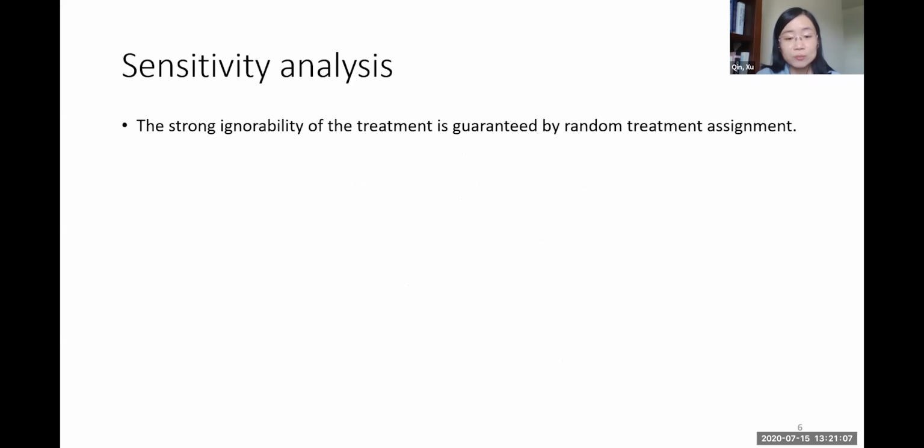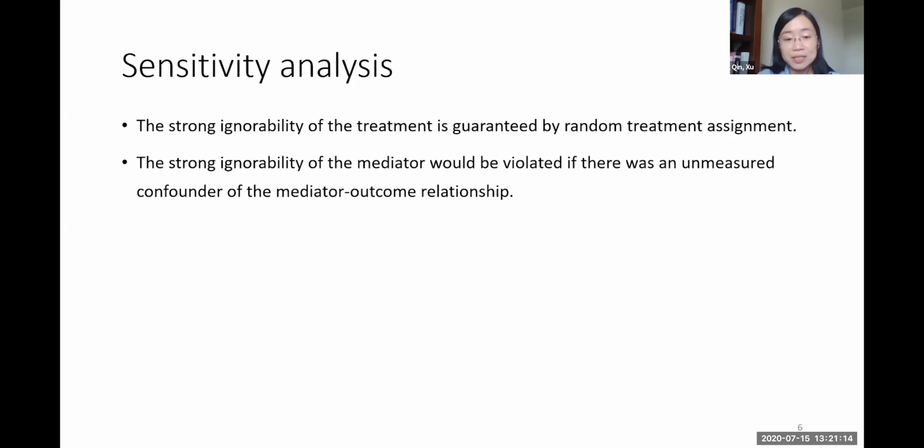The strong ignorability of the treatment is guaranteed by random treatment assignment. However, the strong ignorability of the mediator may not hold, even in a randomized experiment, because the mediator is generated in a natural process. It would be violated if there was an unmeasured confounder of the mediator-outcome relationship.